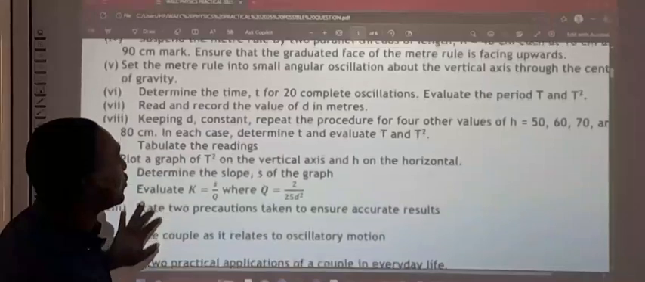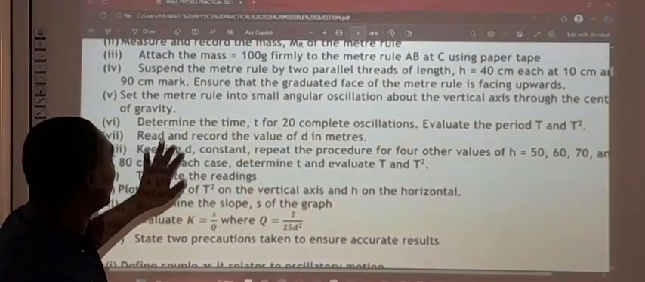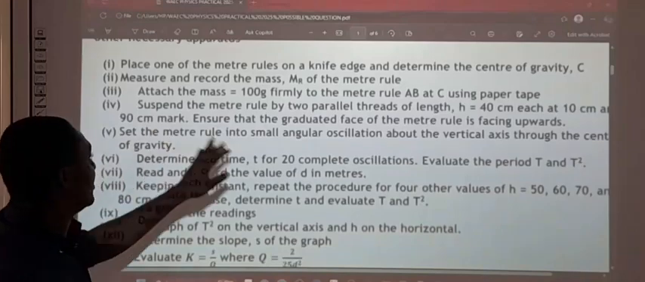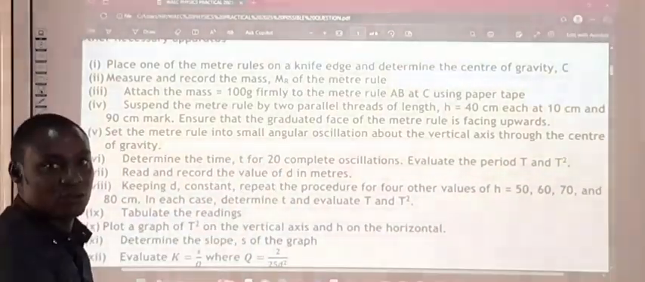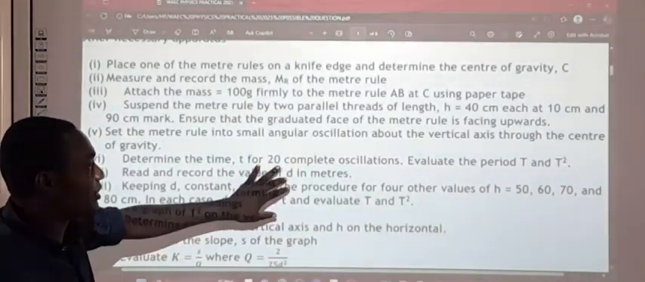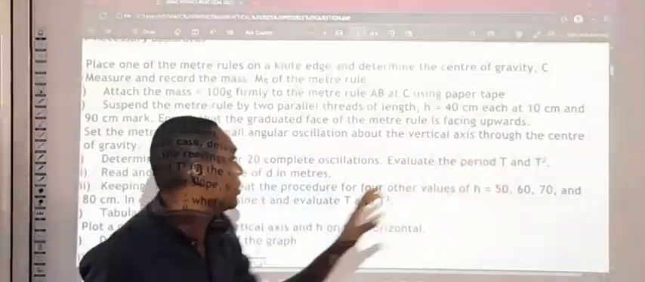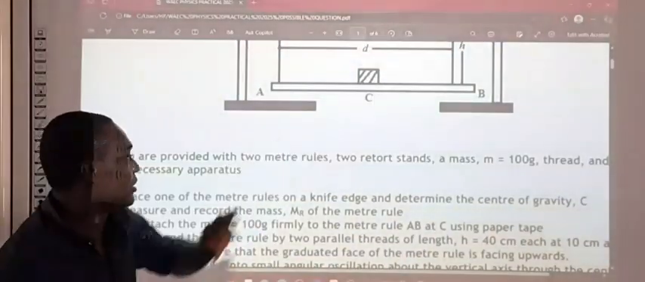Okay, so we are to set the meter rule into small angular oscillation. This time around it is not horizontal or vertical oscillation, but angular oscillation. So we're going to look at all of that about the particle as it's through the center of gravity. So at point C, that is where we're going to set it into oscillation.